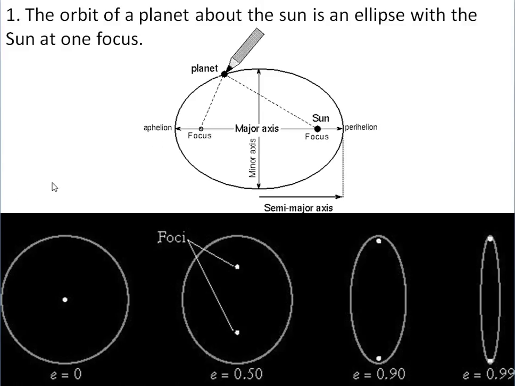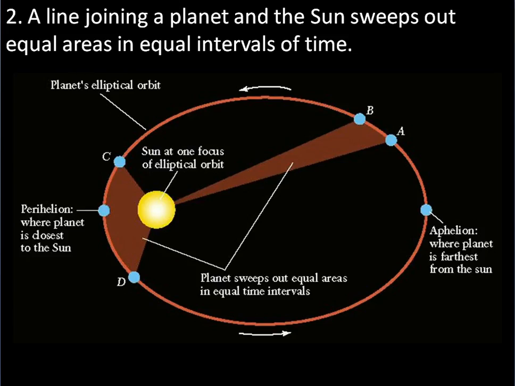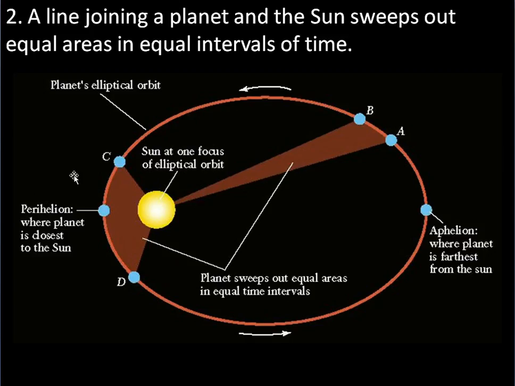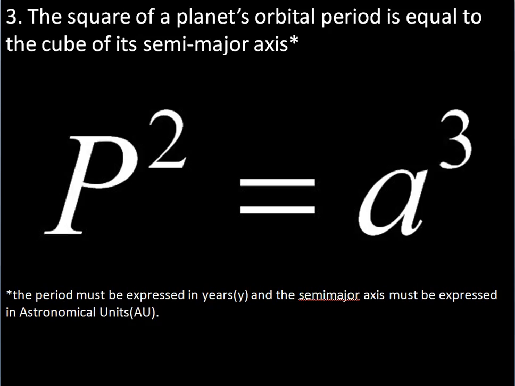All right, so very quickly, this is Kepler's first law. Kepler's second law is the one that says that planets sweep out equal areas in equal times. And the important result of that is that planets speed up when they're closer to the sun and they slow down when they're further from the sun. But this video is about Kepler's third law, so let's get to that one, and this is it.